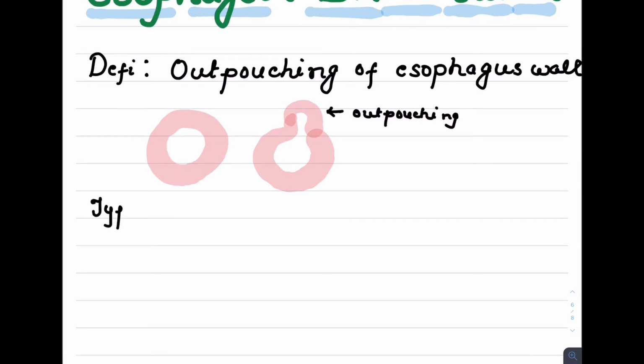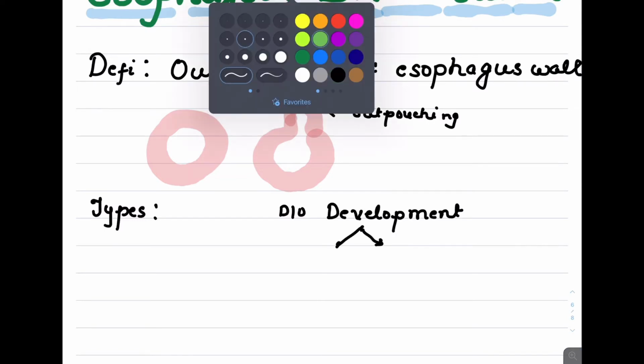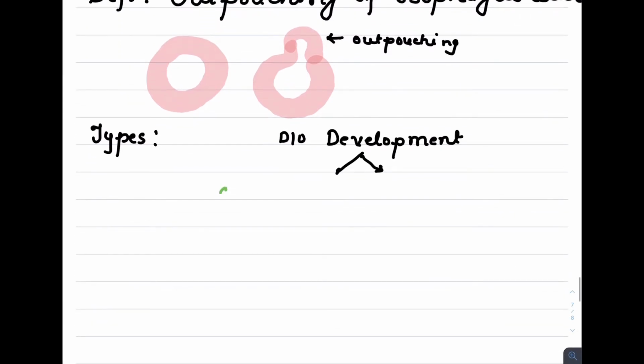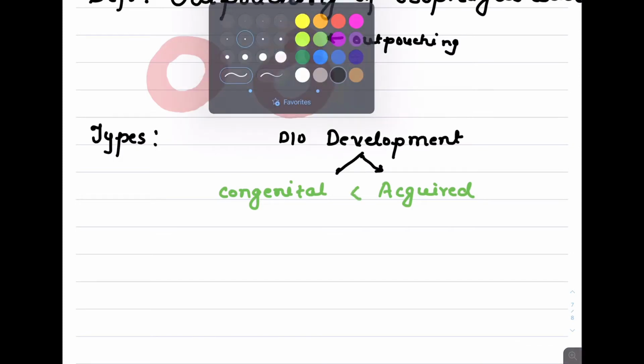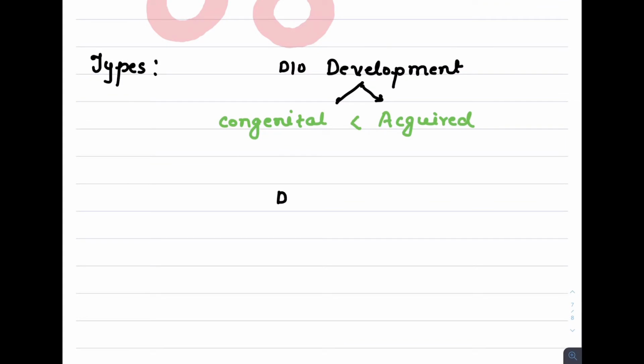So what are the different types of this diverticulum? These types can be divided on the basis of various factors. For example, depending on the development, any disorder can be divided into two types. You know that it can be congenital or it can be acquired. So same here also, esophageal diverticulum can be congenital or it can be acquired. Acquired esophageal diverticula are more common than congenital ones.